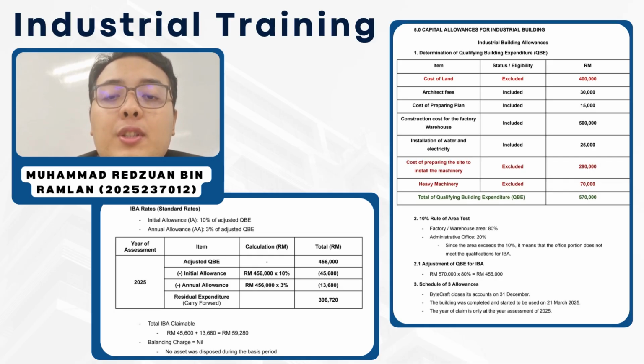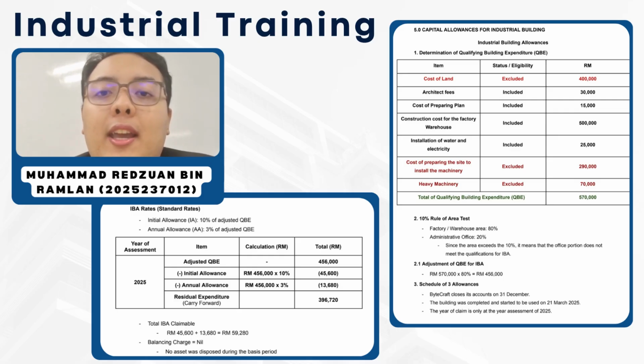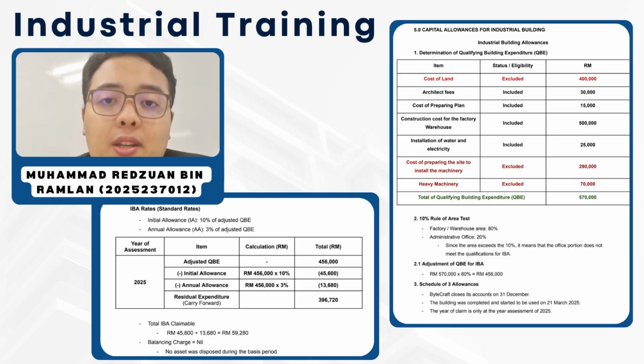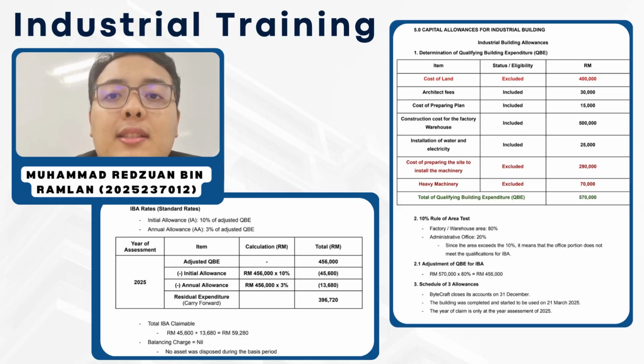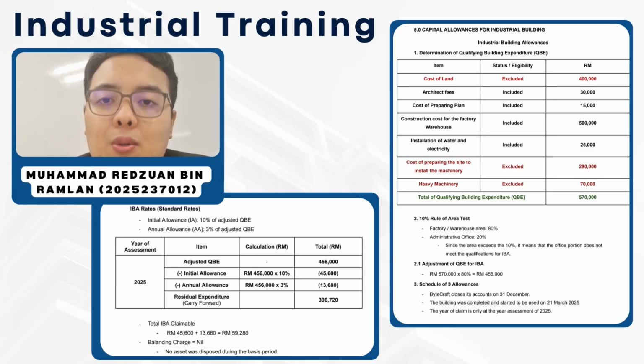The administrative office occupies 20% of the total space. Because this exceeds the allowable 10% threshold for area, the office portion does not qualify for IBA. Therefore, the QBE is scaled down to reflect only the 80% factory and warehouse area. The adjusted QBE is exactly 456,000.